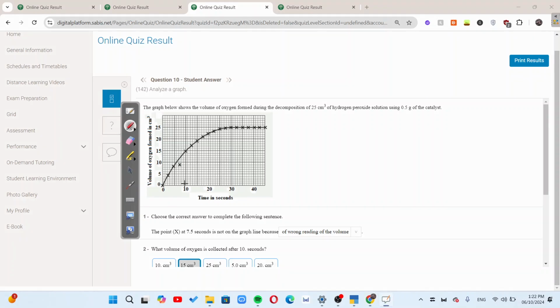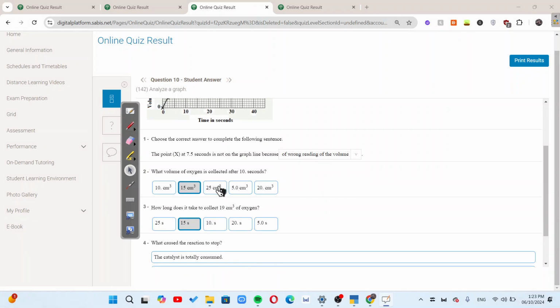So what volume is collected after 10 seconds? You go to 10 seconds, you go up, up, up, and my cursor is very lopsided. You go then left when you reach it, and it's at 15. That's how we get this answer. So just look at your graph.